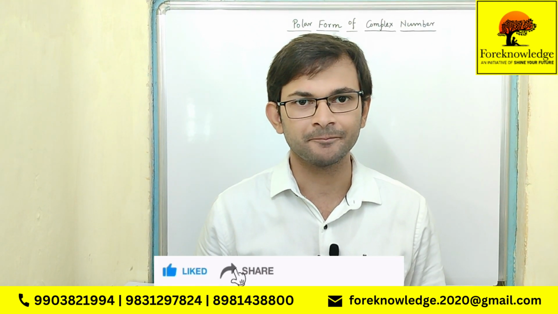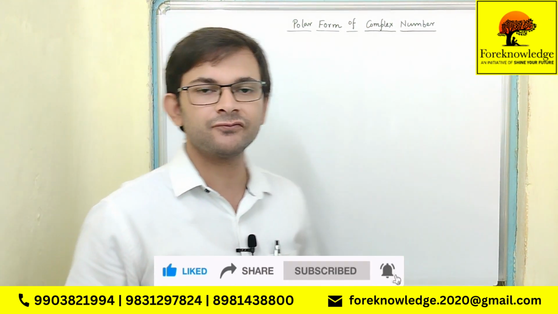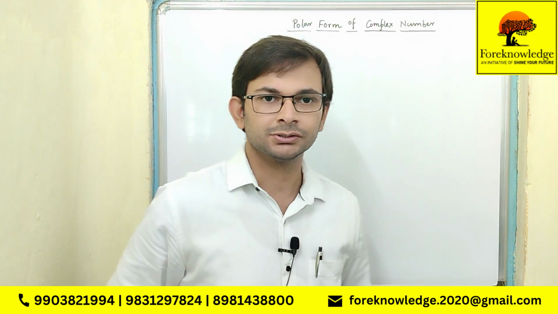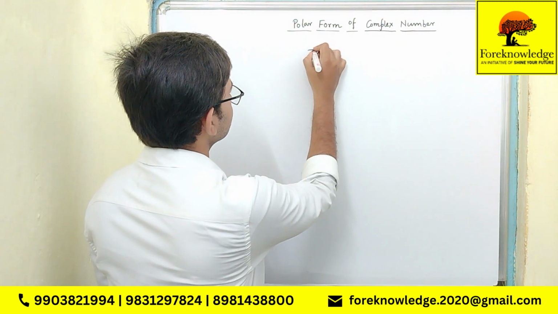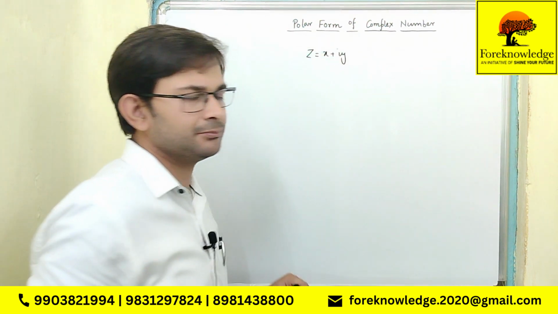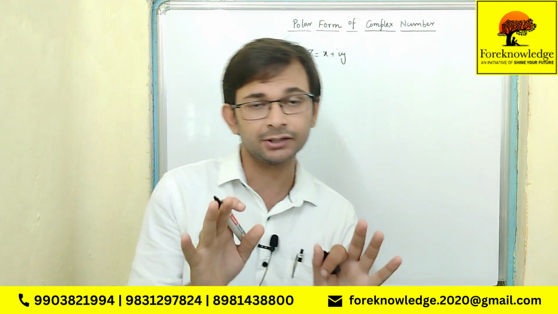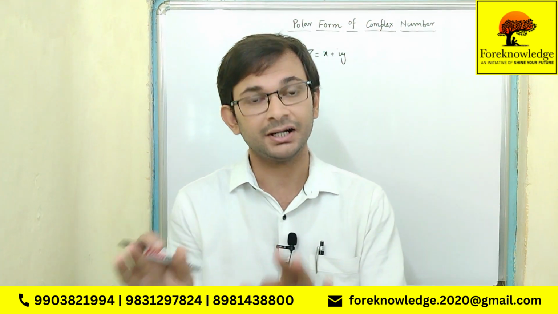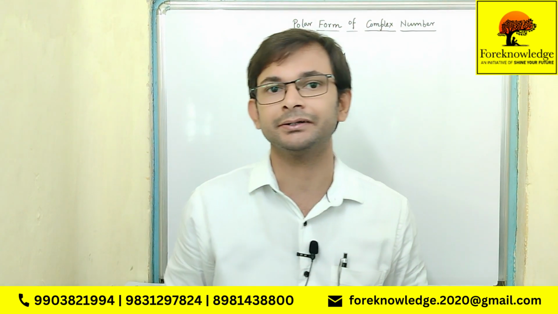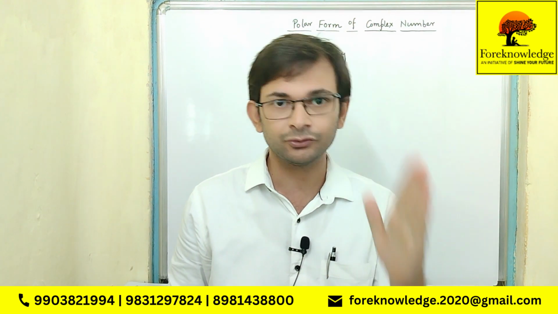How are you doing? In today's session we are going to discuss the polar form of a complex number. Let us take a complex number z equal to x plus iy. Now this complex number, or say any complex number, can be represented in a two-dimensional plane that is different from a Cartesian plane. Cartesian plane means where you can represent a point in two dimensions.